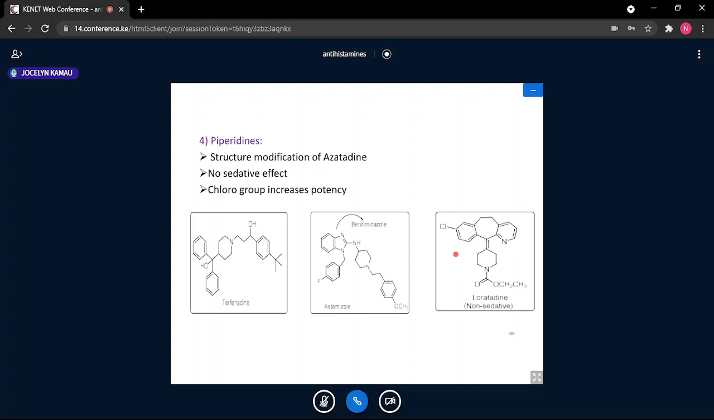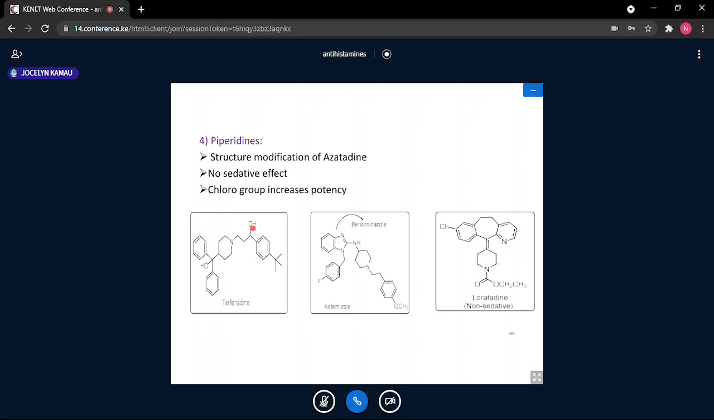You can see we have loratadine here, whereby that is a pyridyl group, and this it shares with azatadine. You can see on the piperidine ring, you have this carboxy ethyl group. That carboxy group here increases water solubility and makes the drug non-sedative. And then, of course, you have terfenadine.